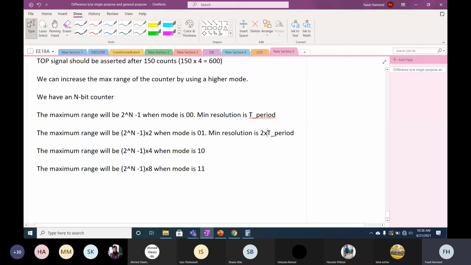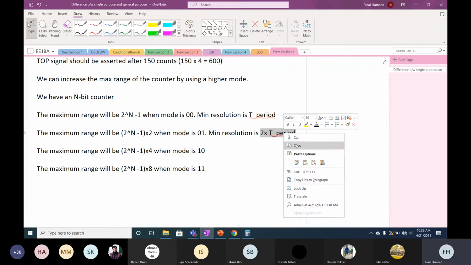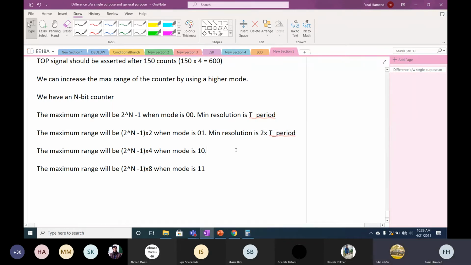2 multiplied by t period. What is t period? Sir, it is the time period of the clock that is coming in. So it is 4 multiplied by t period, and in the last one, the minimum resolution is 8 multiplied by t period. So the minimum resolution is, what is the minimum time interval that you can count?